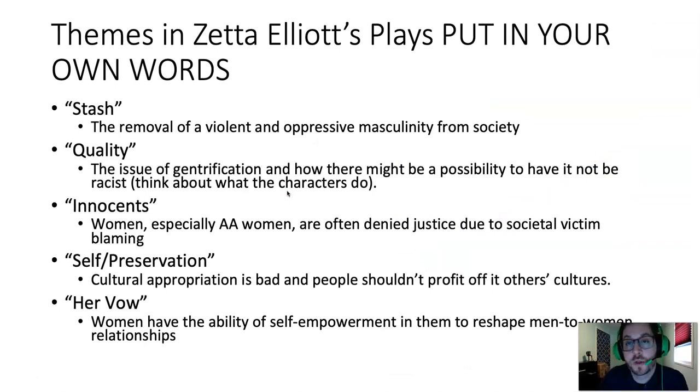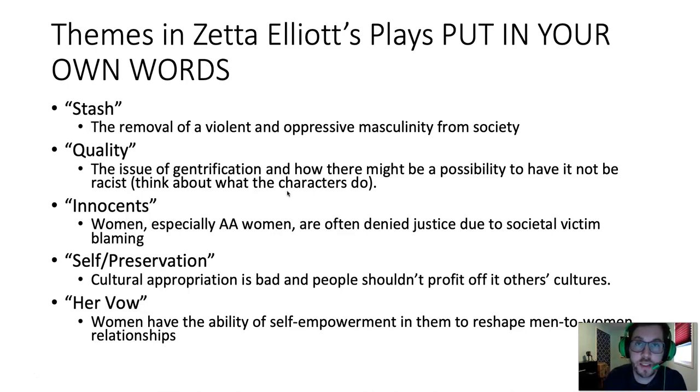So, at its core, this assignment asks you to present a theme in Zetta Elliott's play or plays and then defend the importance of that theme using evidence. Here are the 5 plays that we have read for this section of the course. Each of these has their own unique theme.